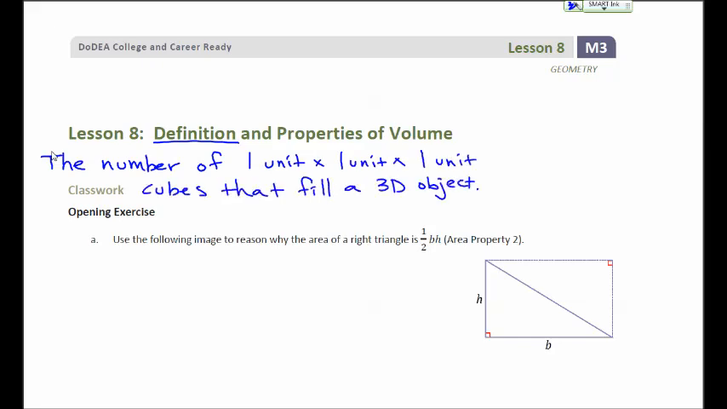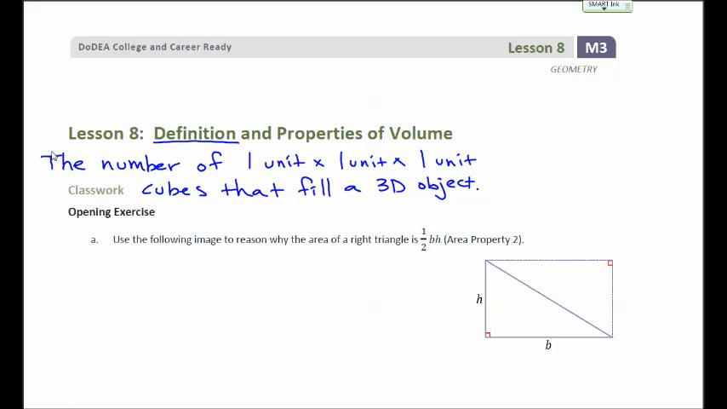And so if we give a volume of 8 or a volume of 10, that means there are 8 or 10 1 unit by 1 unit by 1 unit cubes, or let's say 1 cubic centimeter, 1 cubic inch, that fills that object. Okay, that's the definition of volume.